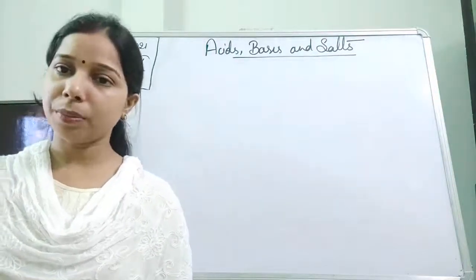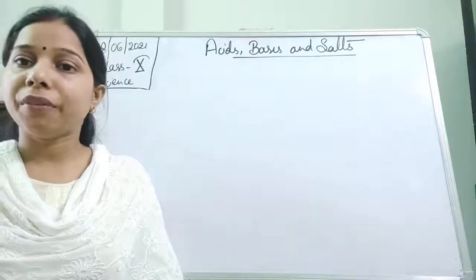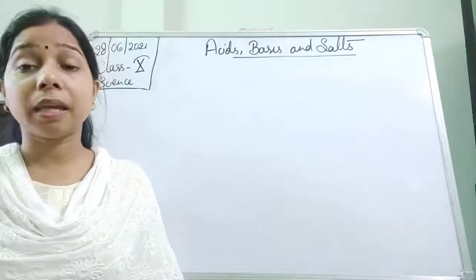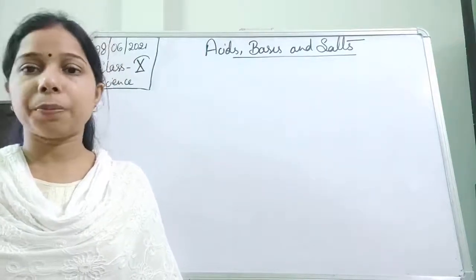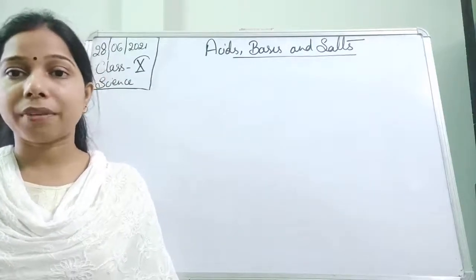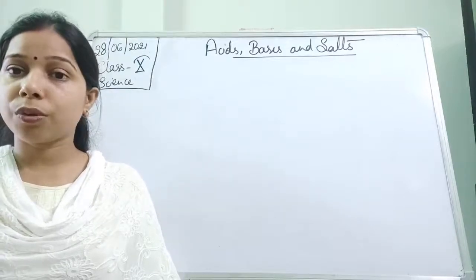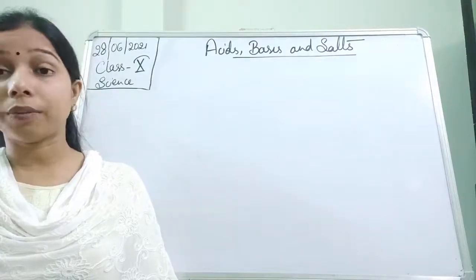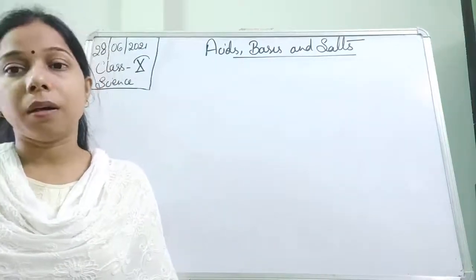So students, in the previous class in this chapter, that is acids, bases and salts, we were talking about the chemical properties of the acid. We had completed all the chemical properties of the acid, and we have seen what will happen when acid reacts with the metal. Then H2 gas is released, students, and how can we detect this gas?